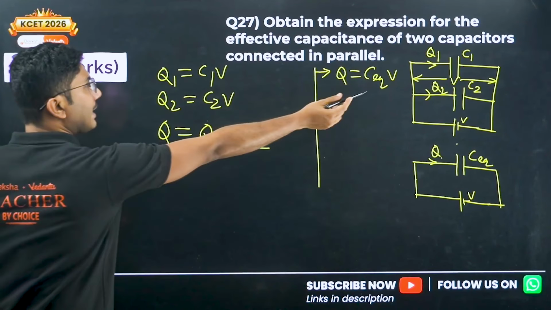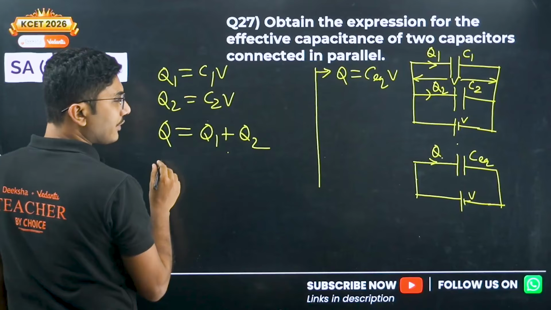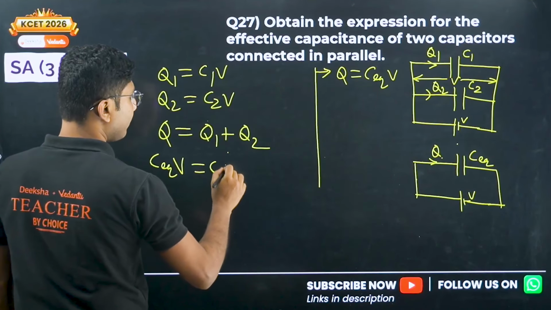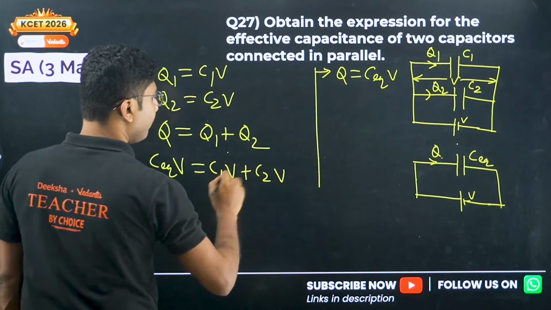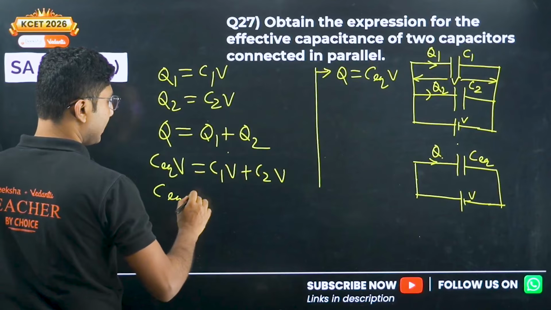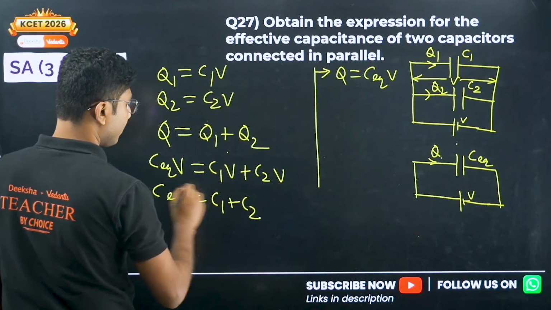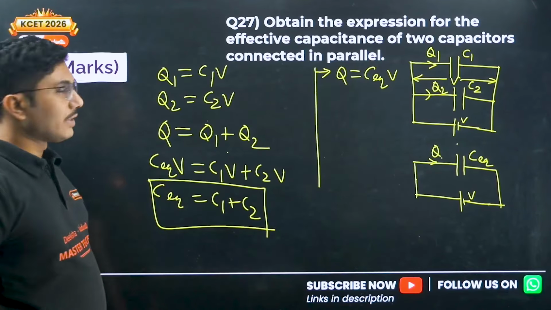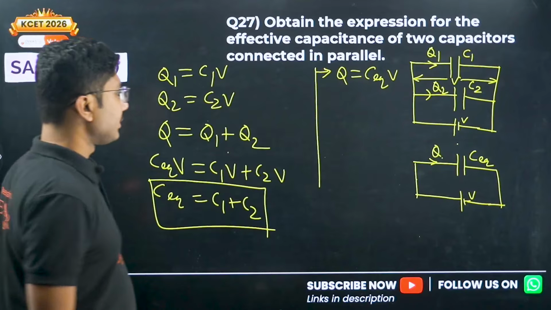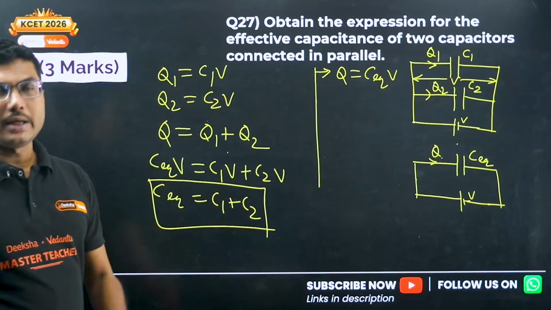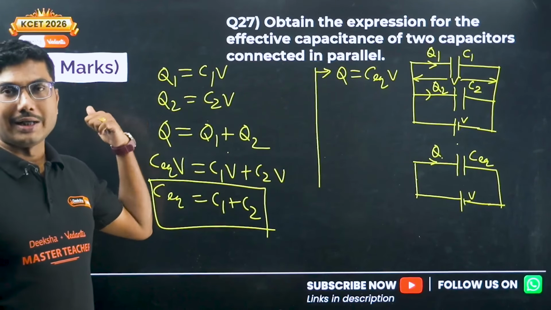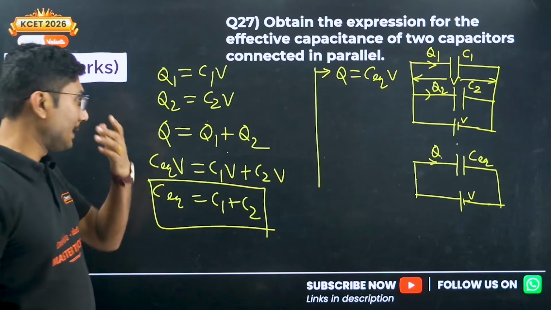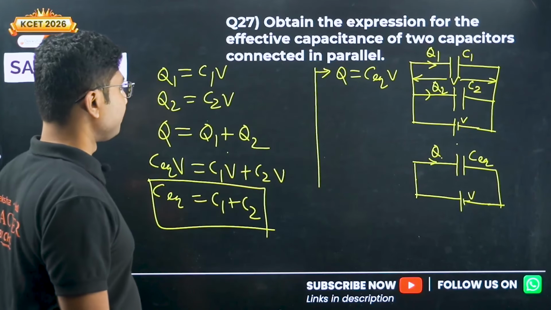Now we will put that Q over here and these Q's over here. We get C equivalent into V equals C1V plus C2V. V gets common and cancelled as well. So we get C equivalent equals C1 plus C2. This is the easiest of the two. Series one is more common in exams because it is slightly tricky. Parallel one is easier, that's why they generally do not ask parallel combination.